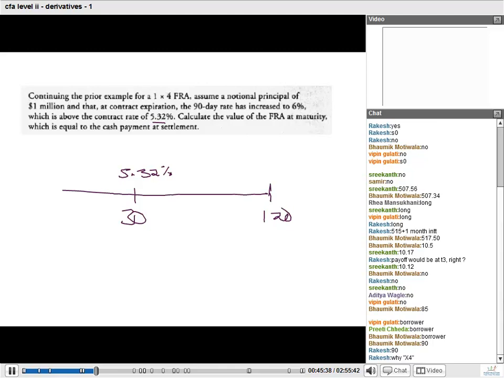So I have an interest saving of how much? 6% minus 5.32%. However, it's a borrowing for only 90 days. So the interest saving will be only for 90 days, on a notional of $1 million. This is the saving that will actually accrue when? At t equal to 30 or at t equal to 120?